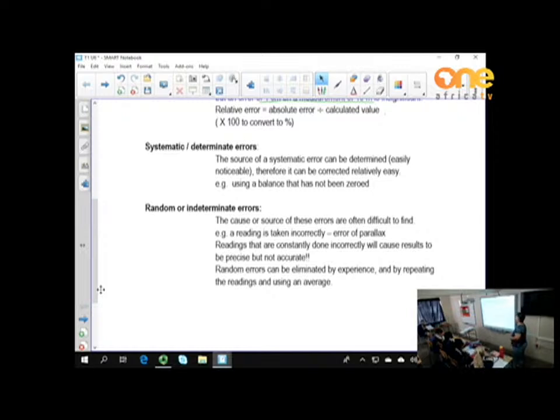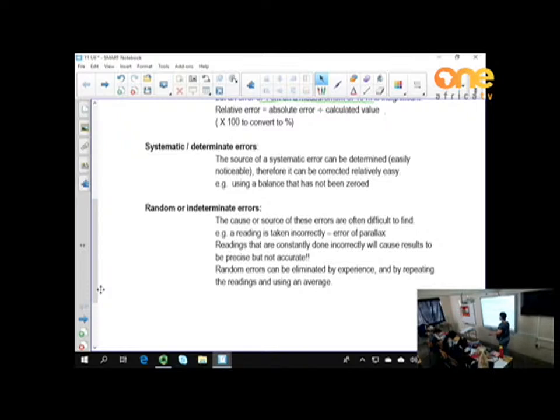Systematic or determinate errors, we said source of a systematic error. We can find it easily and we can correct it easily. All right. It's something that you've done wrong consistently throughout, maybe you took the reading on the edge of the calibration instead of in the middle. Okay.